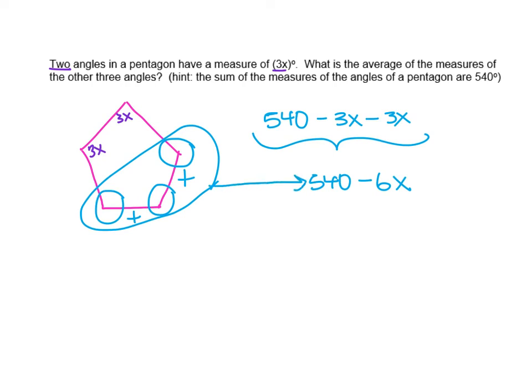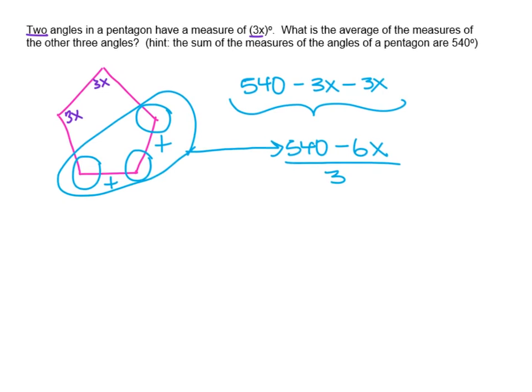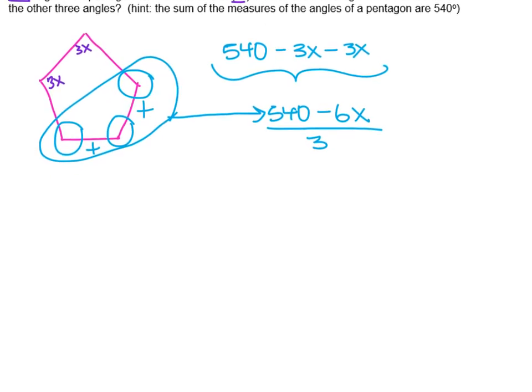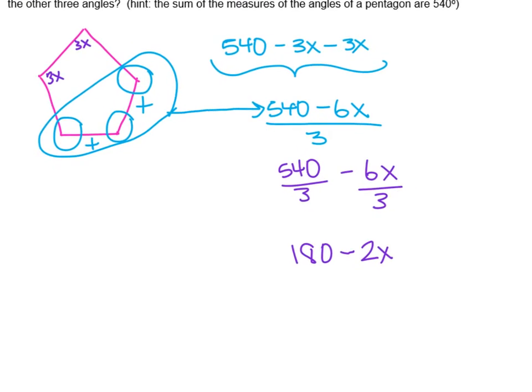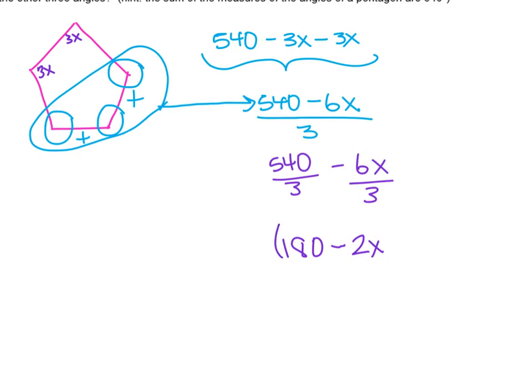Now to find the average, we divide by how many angles there are. And how many angles are there? 3. And then we've got that fraction we can simplify. Remember, break it apart: 540 over 3 minus 6x over 3. So the average is going to be 540 divided by 3 is 180, and 6 divided by 3 is 2, so minus 2x. And what kind of label is this? What is the average of the measures of the other angles? So this is in degrees, so I'm going to throw parentheses around just to say (180 minus 2x) degrees. That's our average.